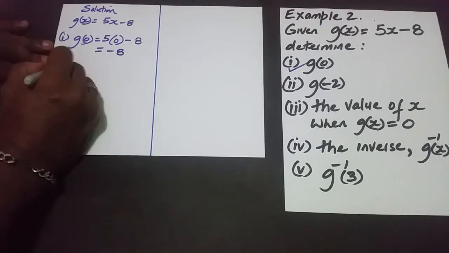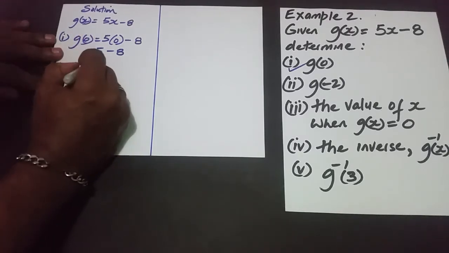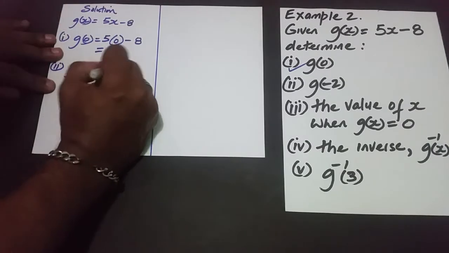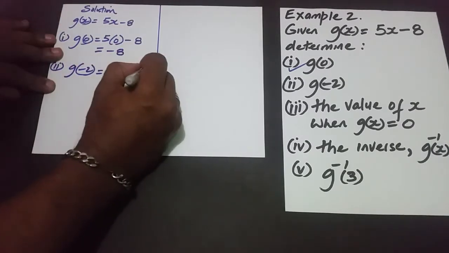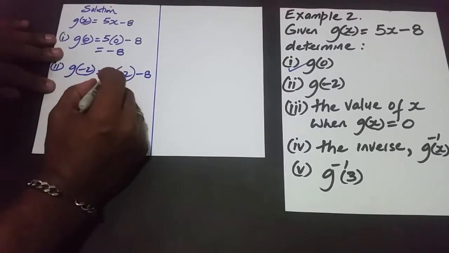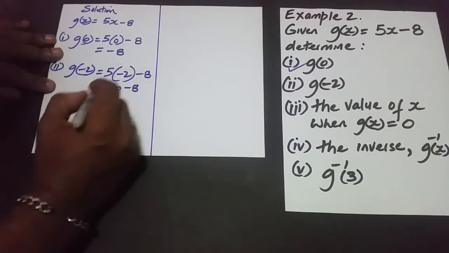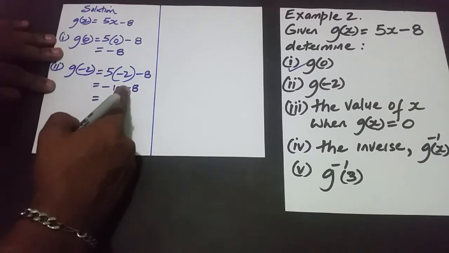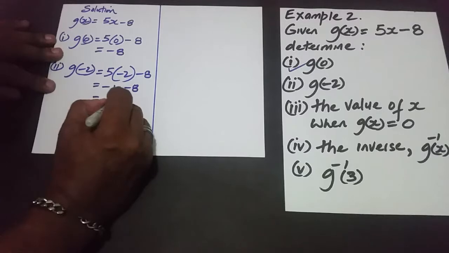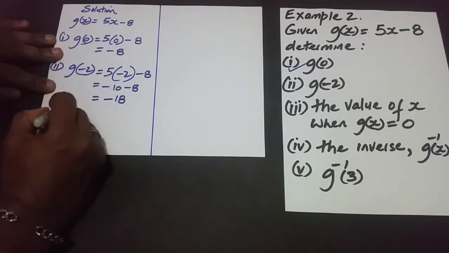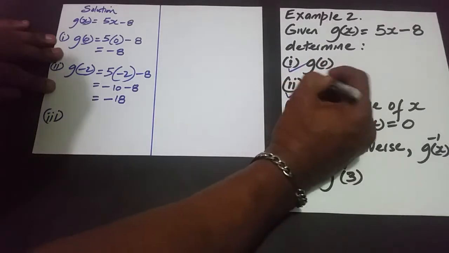So for part 2 now, we're asked to determine g of negative 2, which means wherever x is, we're going to put negative 2. So it'll be 5 times minus 2 minus 8. And 5 times minus 2 is minus 10, minus 8. You owe 10 and you owe another 8, which means in all you owe 18. So that will be the answer to part 2. Now part 3, so we're finished with this.